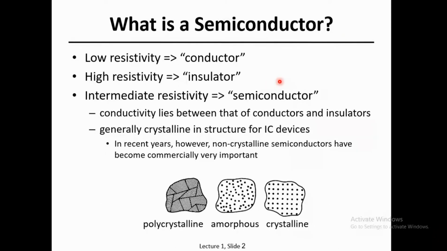Okay, before we start the lecture, we will introduce semiconductor. What do we mean by semiconductor? As you know, a conductor material has low resistivity, so the flow of current will be much higher, while an insulator has a high resistivity. That means it's a blocker, meaning it will have low current. So the semiconductor is of intermediate resistivity, between conductor and insulator, and it has a crystalline structure.